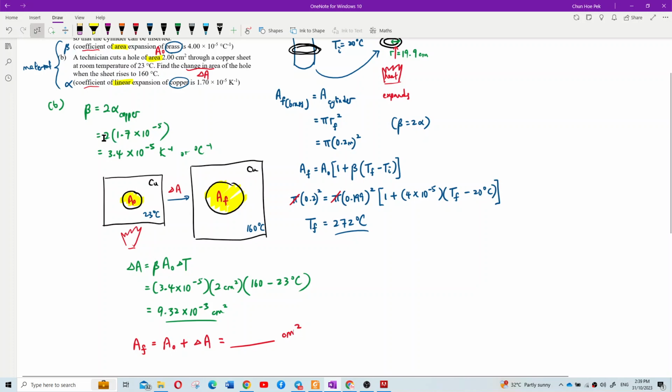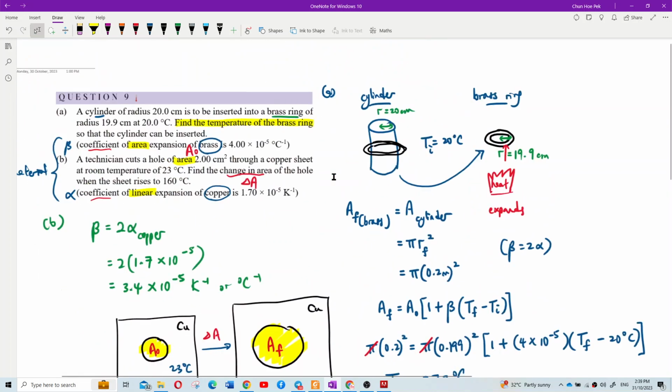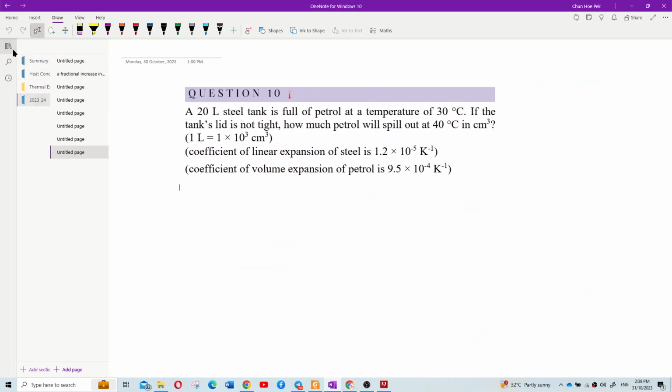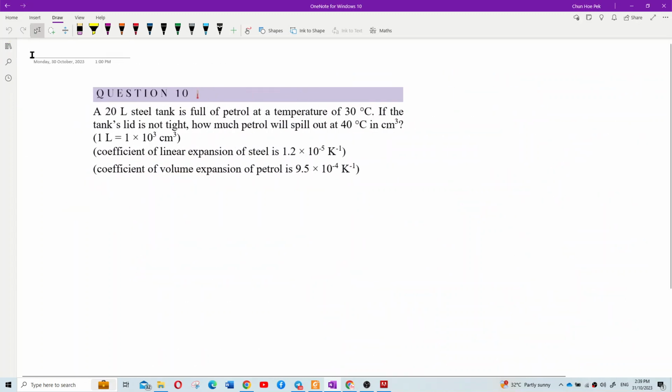So beta is 2 alpha. Remember that. Okay, so finish question 9. Move on to question 10. Okay, the last question. This question 10.